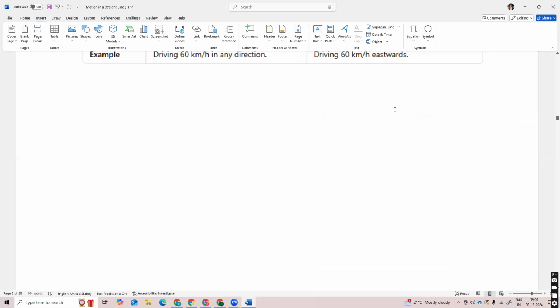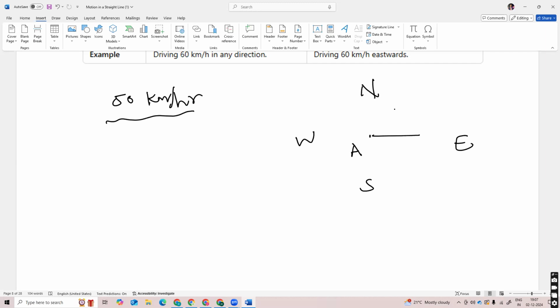Again, if we say a vehicle is moving at 50 kilometer per hour, then it is basically a speed because we are not mentioning in which direction it is moving. Whereas if we define directions like north, south, east, west, and let's say the vehicle is at point A moving towards east at 50 kilometer per hour, this is how we define velocity, where we say 50 kilometer per hour east.